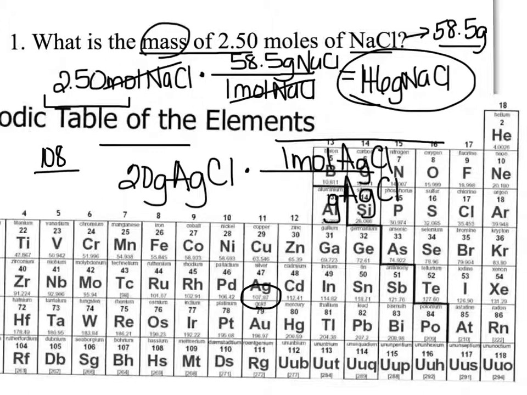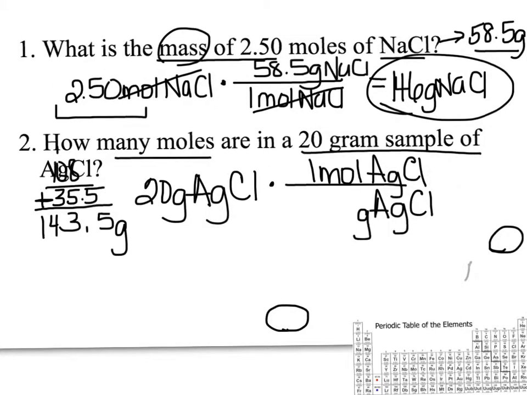So 108 for the silver. And chlorine, I always put 35.5 because it's sort of right in the middle. So 35.5. Now we need to add those up, 108 plus 35.5. And we're going to get 143.5 grams. So that's how much a single mole of silver chloride weighs. All right, so plugging that in, 1 mole weighed 143.5 grams. Since we want to cancel grams, I put grams on the bottom. That means we're going to divide.